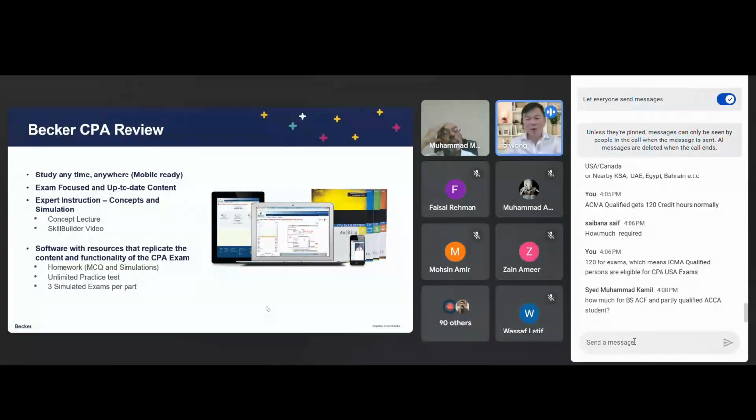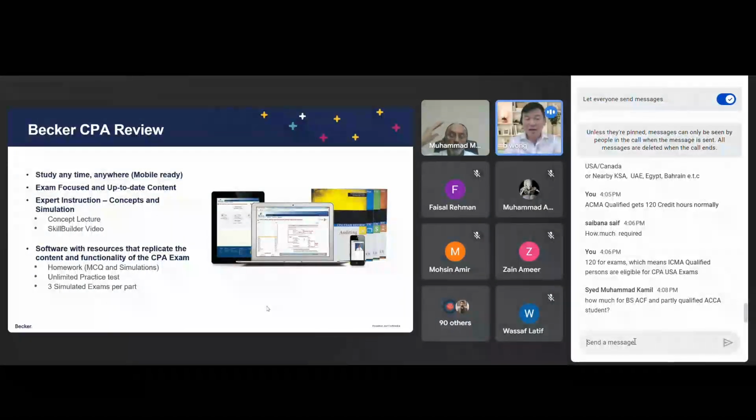So what does that mean, and why is that so important? Exams do change from time to time.